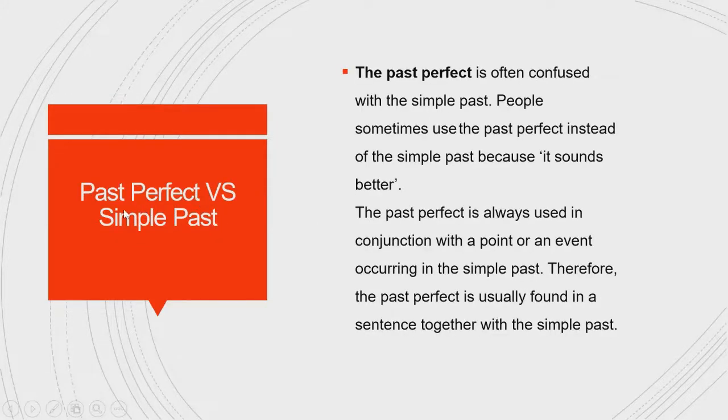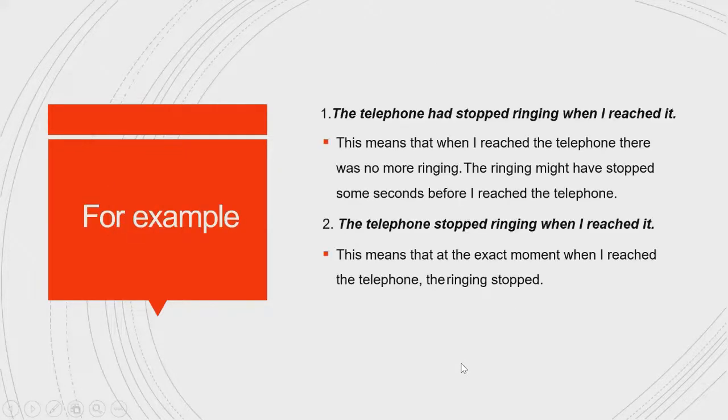Okay, next point about the grammar is past perfect versus simple past. Sama dengan yang tadi ya. The past perfect is often confused with the simple past, so people sometimes use the past perfect instead of the simple past because it sounds better. So the past perfect is always used in conjunction with a point or an event occurring in the simple past. Therefore, the past perfect is usually found in a sentence together with the simple past. Jadi sudah jelas perbedaannya ya.